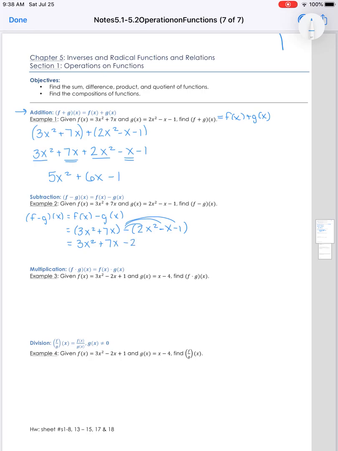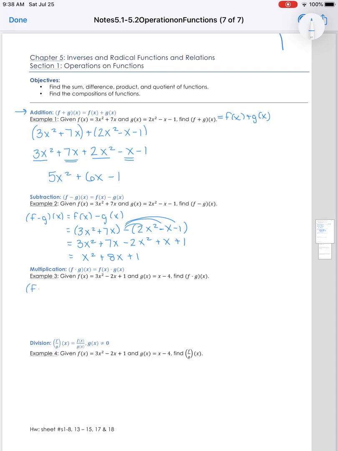Now, what you have to keep in mind for subtraction is, here's your property. Basically what that means is that's f of x minus g of x. So we're going to follow the same idea that we did for addition. So we take our f of x, put in parentheses, subtract now our g of x.